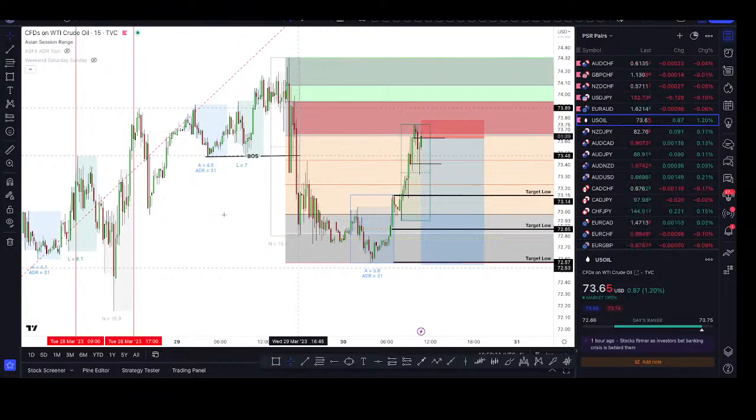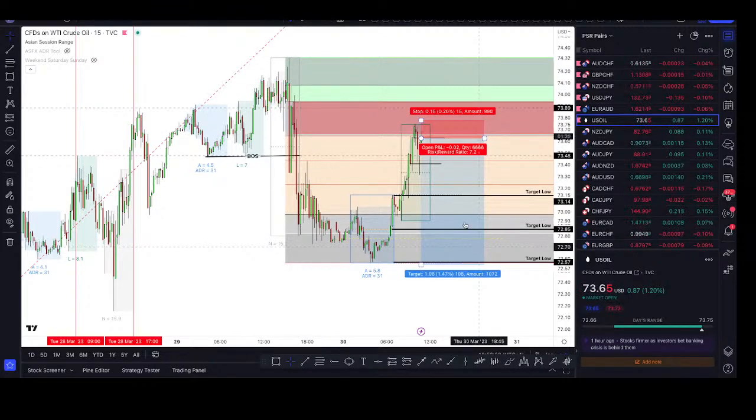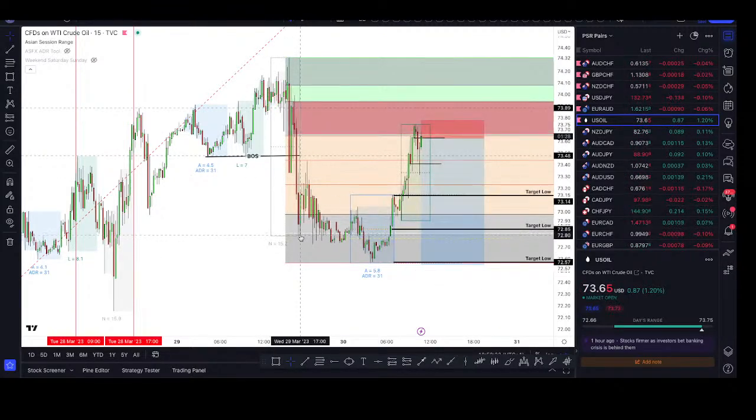So we have to wait for the majority of the pairs to hopefully create their midweek reversal peak, and then we catch the retest. So yeah. And then I'm doing it London and New York.